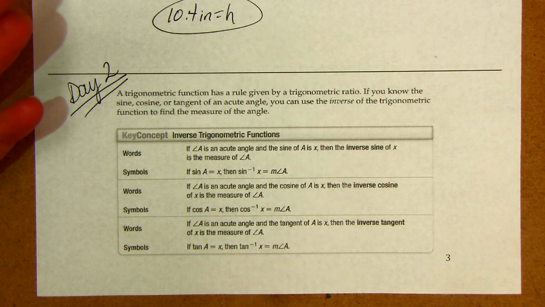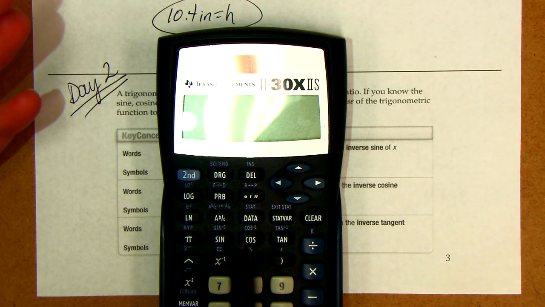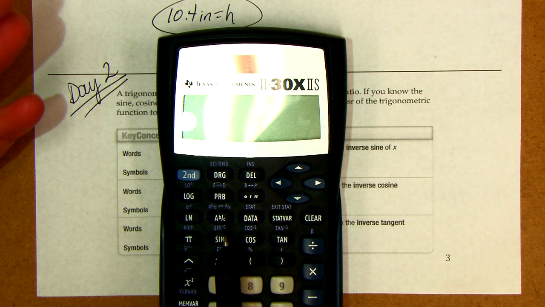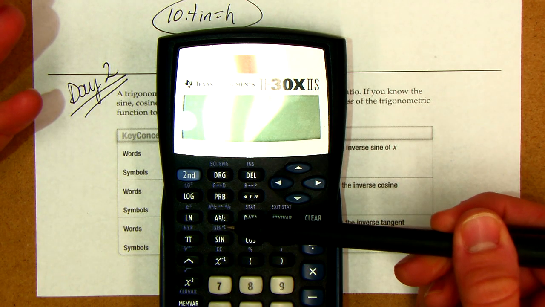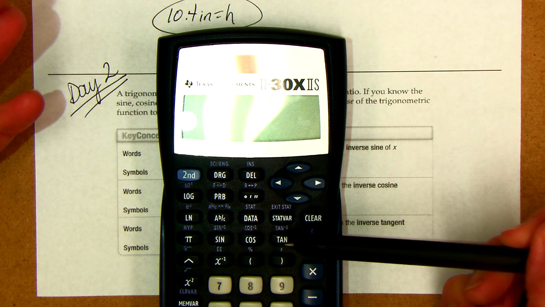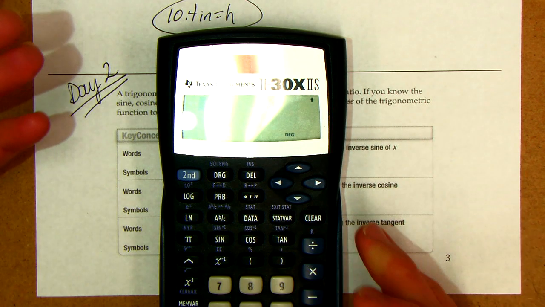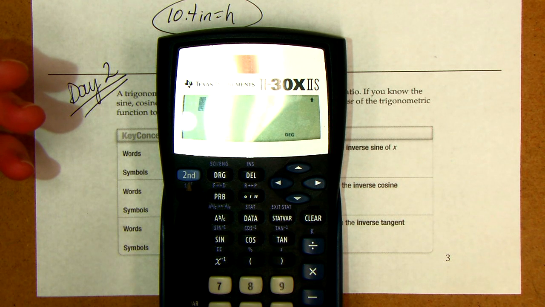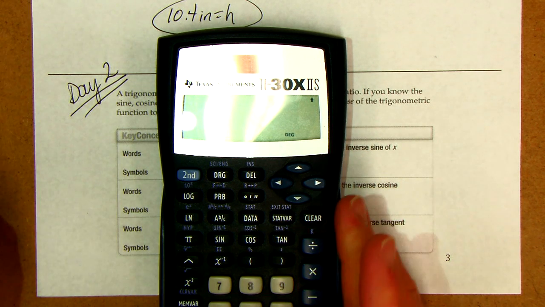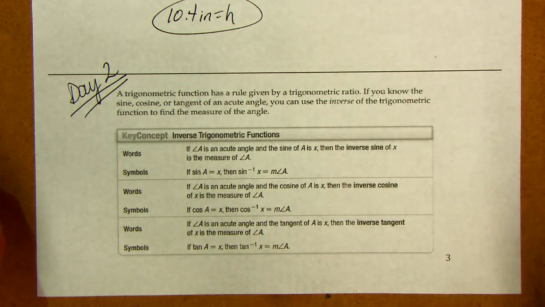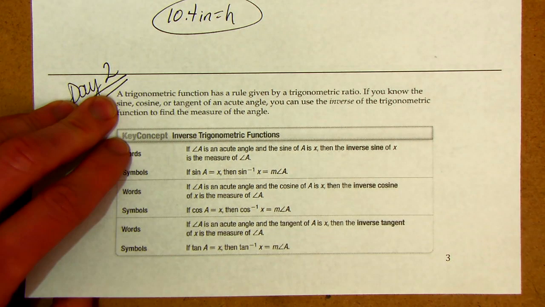see it's usually the second function right above the exact one. So the inverse of sine is right above the sine, the inverse of cosine above cosine, and the inverse of tangent above tangent. And we are going to use that. So we will have to hit the second before we hit the sine and cosine. But we still use the same ratios: sine is opposite over hypotenuse, cosine adjacent over hypotenuse, and tangent opposite over adjacent. So turn your paper over, and this is what I'm referring to.